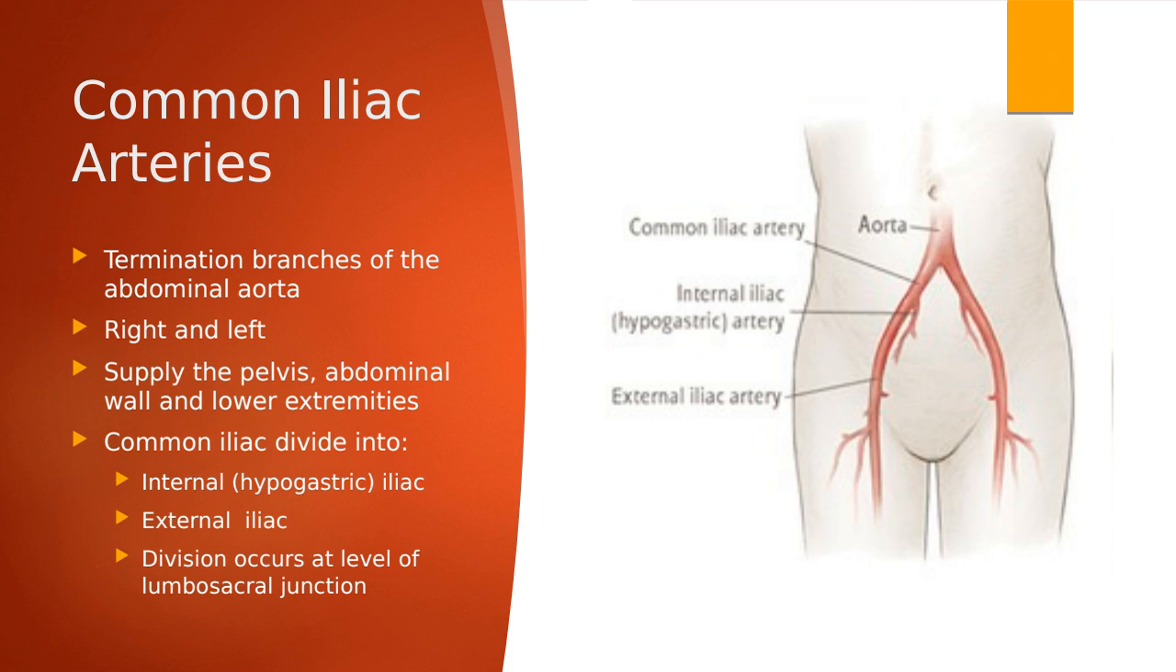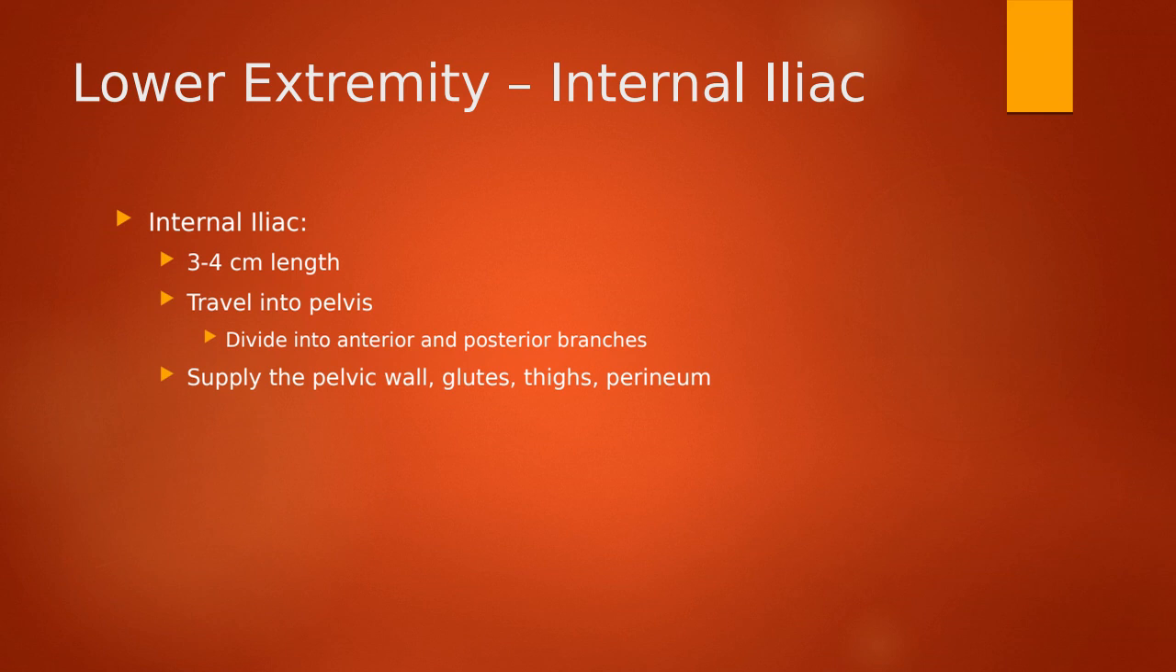So like we said, external iliac traveling down into the leg. I'm going to talk about the internal iliac first. So we said this one's going to be a little bit shorter, 3 to 4 centimeters in length, traveling posteriorly deep into the pelvis. It's going to be supplying the wall, the glutes, the thighs, the perineum. It does divide into anterior and posterior branches to reach all of those tissues, but we don't typically evaluate the internal iliac branch as much as we do the external iliac branch.